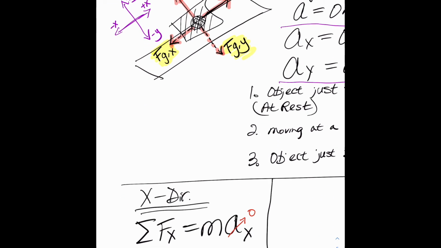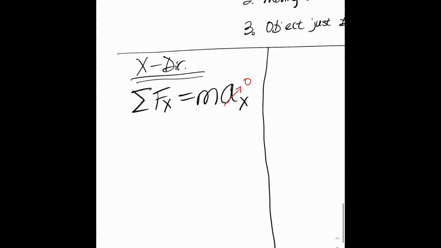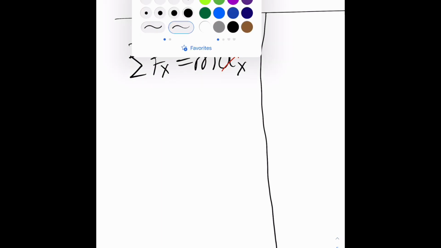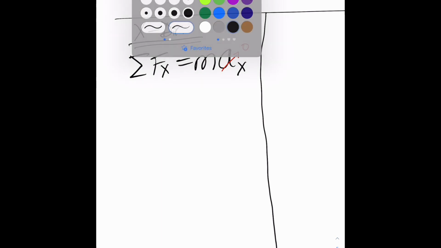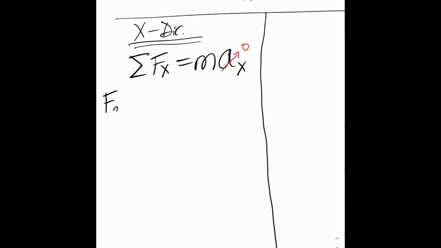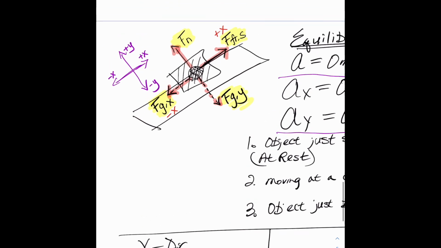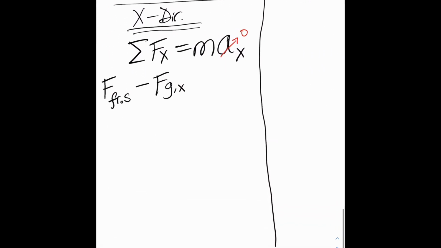All right, and we can see that force friction static is in the positive x direction. I'm saying that this right here is the positive x direction, and Fg of x is in the negative x direction. So if that's true, I can then come down here and write force friction static as a force that I'm summing here, and Fg of x as another force I'm summing, but it's negative, so it gets a negative sign. Whereas force friction static is in the up the ramp or positive x direction, it stays positive, or I don't write a sign at all.